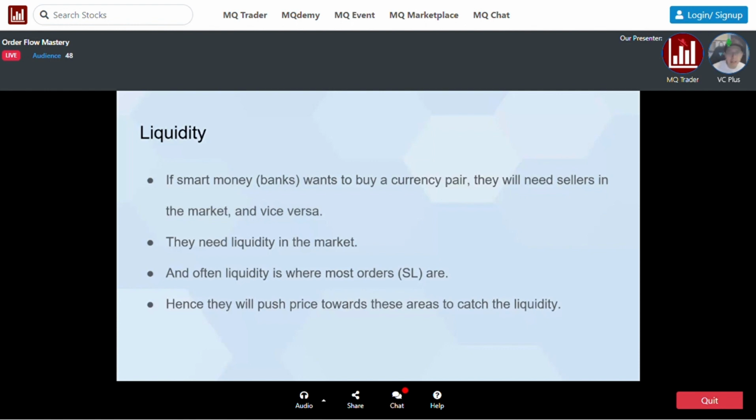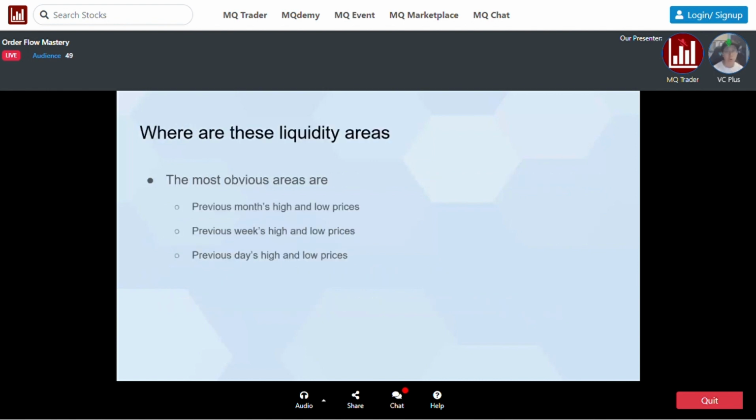Because if they want to buy, they need to find sellers, as I mentioned, and if they want to sell, they need to find buyers. And where are these sellers and buyers? They are often at certain areas on the chart where they know there are a lot of breakout orders and a lot of stop losses, and those are all orders they want to catch. So where are the most obvious areas that we can identify very mechanically, so you don't really need to guess? These are the three components I've highlighted here.